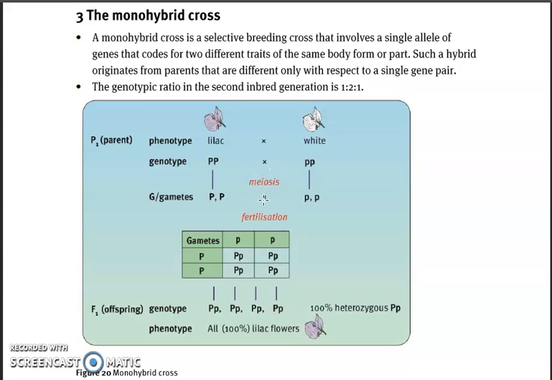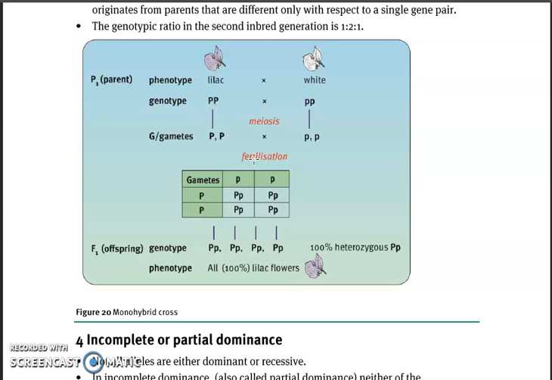It's very important to highlight this in your diagram. You never forget your process of meiosis. You write it and then you separate your alleles into single letters here. After meiosis takes place, fertilization takes place, and then we draw up our table to represent our resultants. So the gametes from the lilac flower versus the gametes from the white flower.